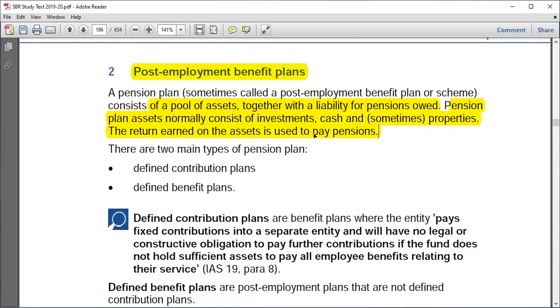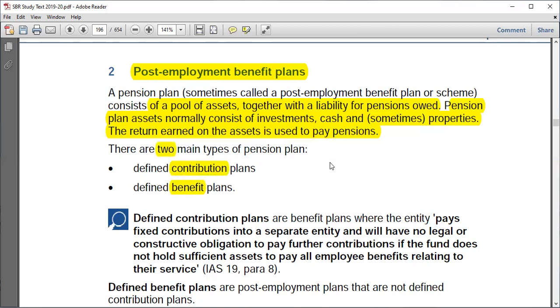So we have two main types of pension plans. I'll just highlight the important points. One of them is called the defined contribution plan, but there is also the defined benefit plan. Something worth noting here, very important, is the defined benefit plan. Let me just distinguish them, right? The defined contribution plan is something very simple.